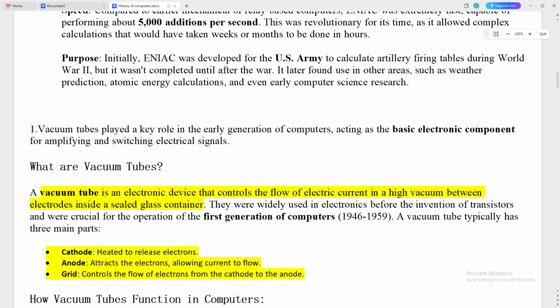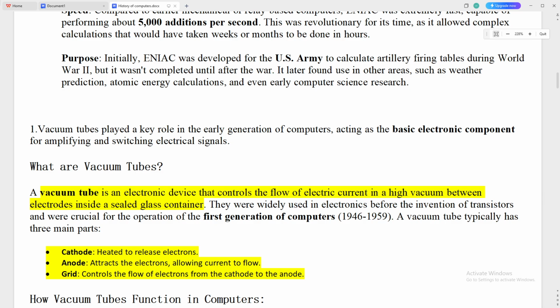But the speed of developing it was slow, because of that it took time, and it was completed after the war. It later found use in other areas such as weather prediction, atomic energy calculation, and even early computer science research. The computers we are using now are in this shape because of ENIAC and other earlier computer generations, which helped develop more and more sophisticated designs, so that they got smaller, faster, and affordable.